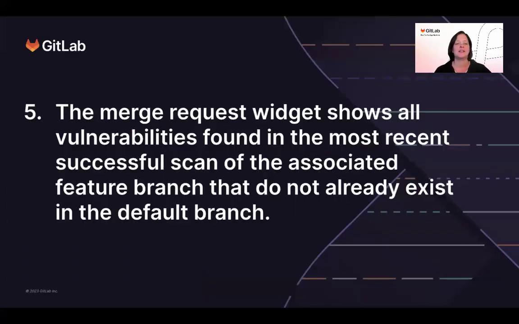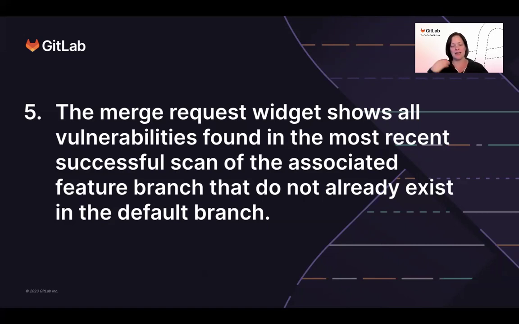Hopefully that made sense. Golden rule number 5, and here's the good news. Customers sometimes get confused because they look at a pipeline against a feature branch and they look at the security tab and they see a full list of vulnerabilities, even those that they already knew about in the default branch. But what they should be looking at is the merge request widget, and that's going to show only the deltas, is how I like to describe it. It's going to show the vulnerabilities that are found in the most recent successful scan of that feature branch associated to that merge request, minus the ones that I already knew about in the default branch, right?